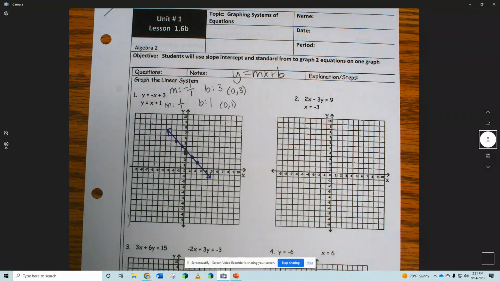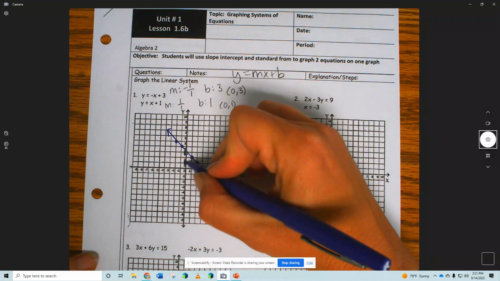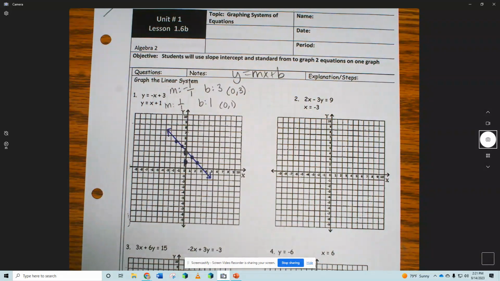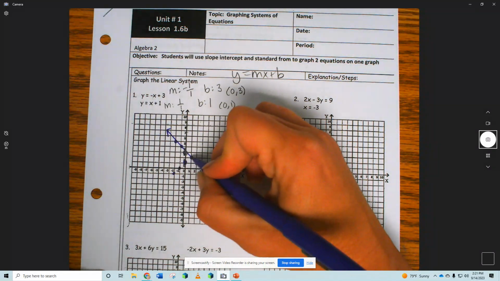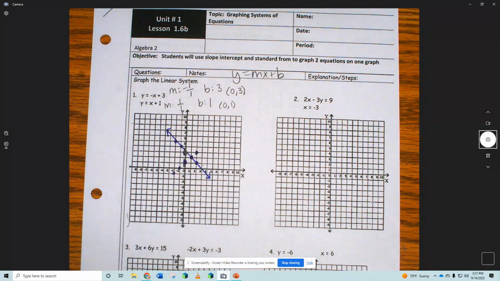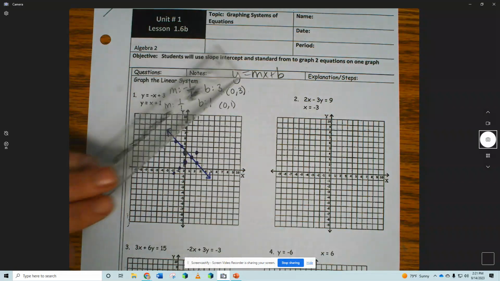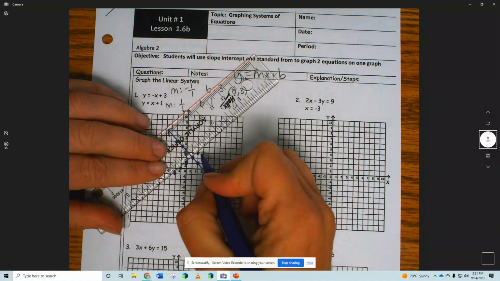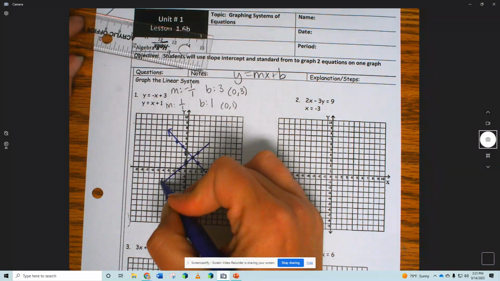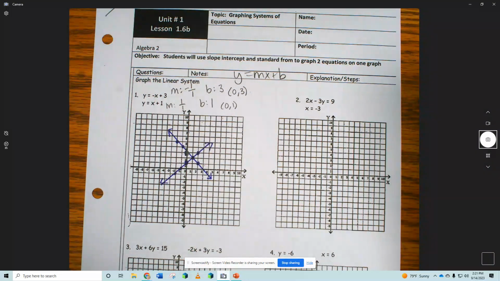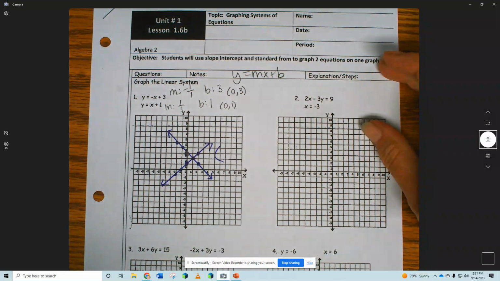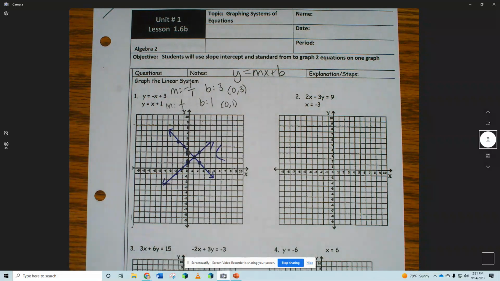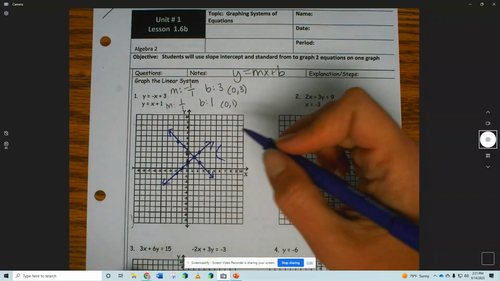My second equation has a y-intercept of 1, and the slope is 1. Rise 1, run 1. Rise 1, run 1. Say that 50 times. Rise 1, run 1. It is there. My point of intersection is the solution, and that's an ordered pair. That's going to be over 1, up 2.